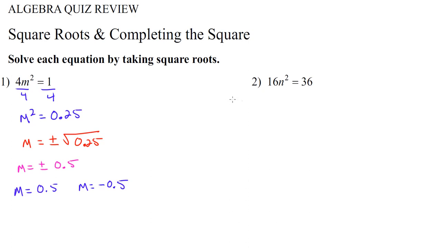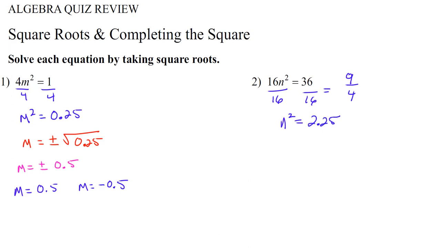All right, next example, number 2, 16n squared equals 36. So I'm going to divide both sides by 16. And this gives me n squared equals 36 over 16, which simplifies to 9/4. And 9/4 as a decimal is 2.25.